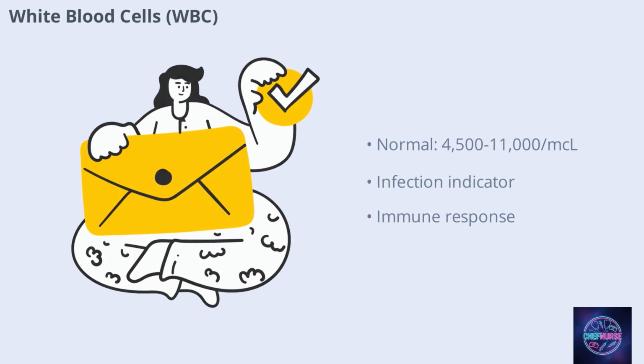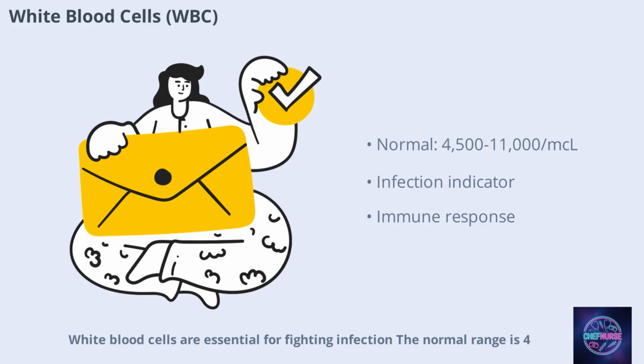White blood cells are essential for fighting infection. The normal range is 4,500 to 11,000 cells/ml. Elevated WBCs may indicate infection, inflammation, or leukemia, while low WBCs can signal bone marrow suppression or immunodeficiency. On the NCLEX, you'll need to interpret WBC counts in the context of infection control and immune response.